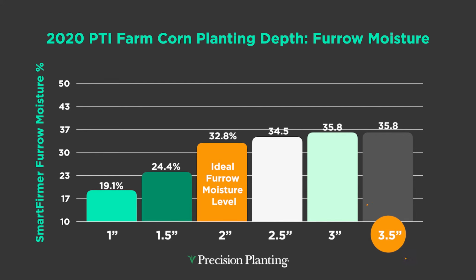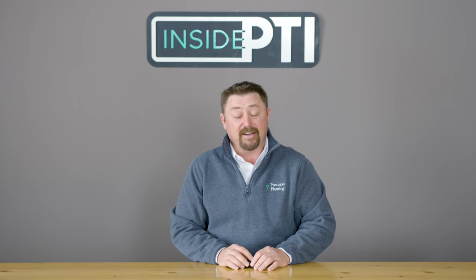Look what happens as we go deeper. We went to 3.5 inches, and really from 2.5 to 3.5, I've got good furrow moisture, 34.5 to 35.8. And that tells me as a farmer, why do I need to plant deeper when I've got adequate furrow moisture? Those are the things we're questioning. Those are the things we're asking ourselves as we're planting, and we're coming up with some really good answers to these questions, and we're doing a better job of planting as a result.